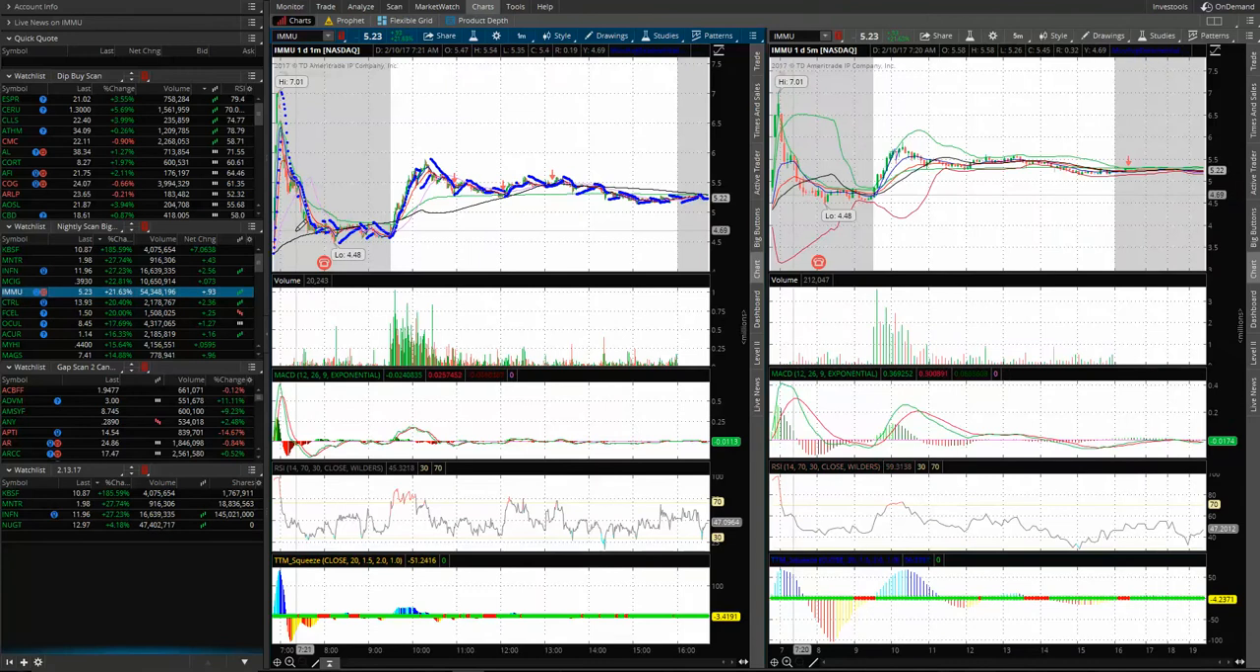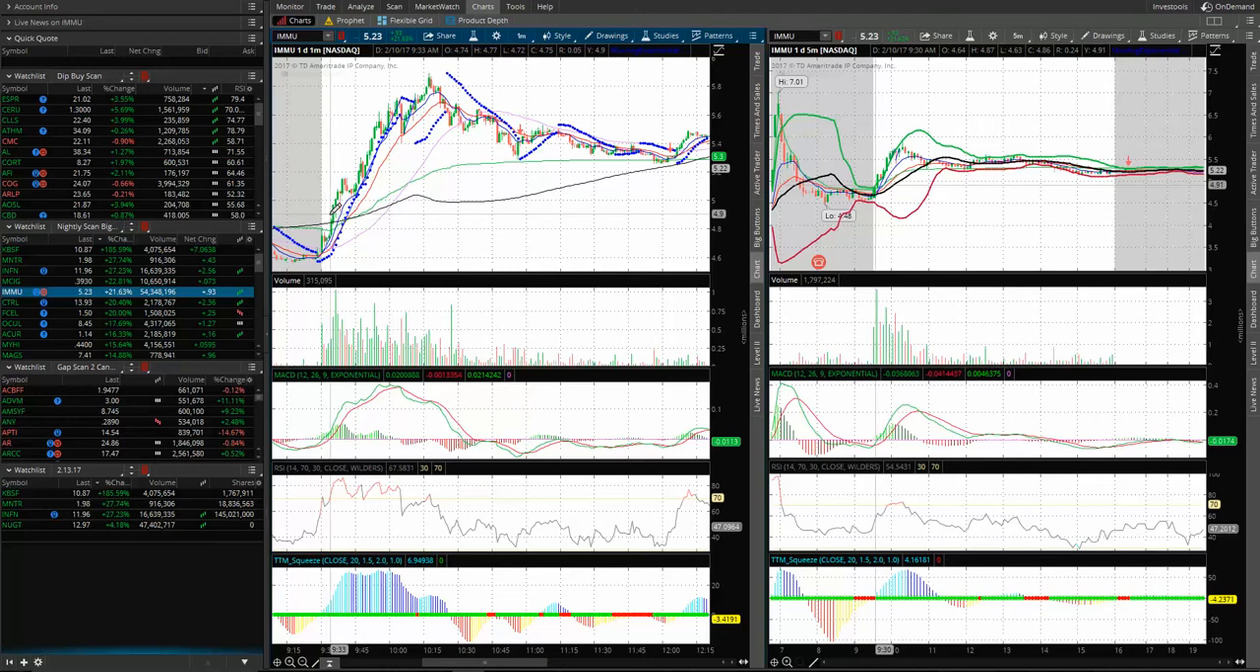IMMU. This was the stock that I actually traded. I'm gonna do another video talking about this. This was nice. I caught this in the morning, and I actually went long on this, and I actually shorted it. I made money both ends, and this is beautiful. Look how it just trended all the way up. Nice and easy.